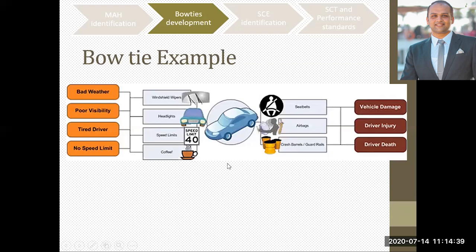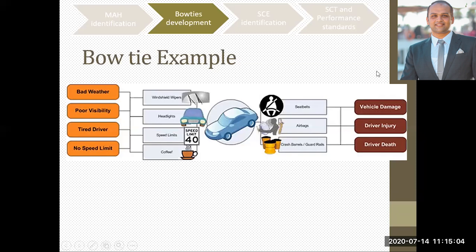is that you have high headlights, for example, simple speed limits, coffee if the driver has coffee. It's a very simple thing. But either because of this, it failed, and it led to loss of control. Then we have other protection layers, which are seat belts. He lost control already, but a seat belt can still help him, or airbags, or crash barriers. But if they failed as well, you will reach the ultimate consequence.